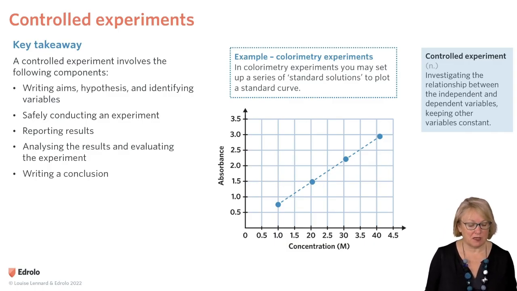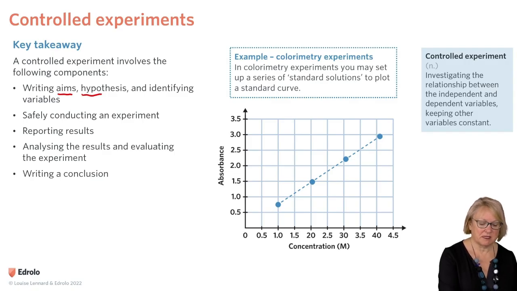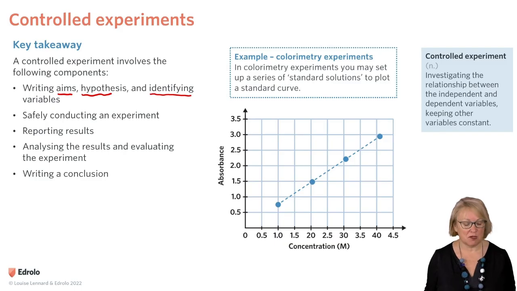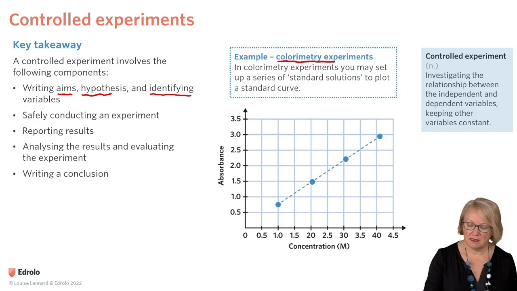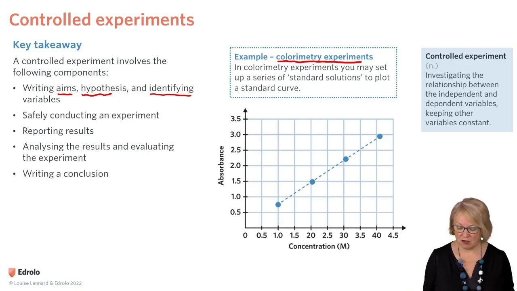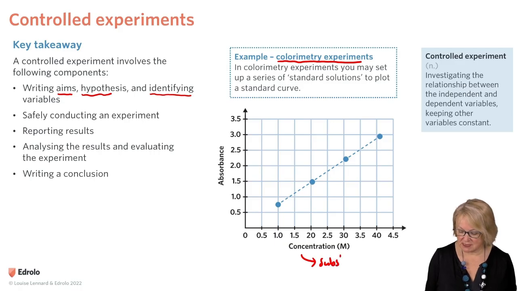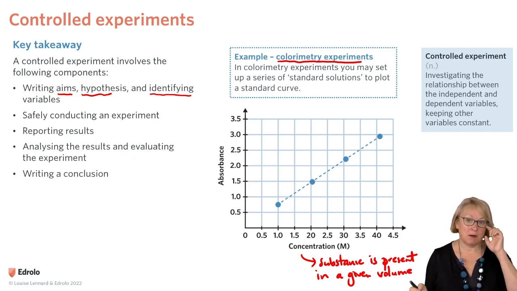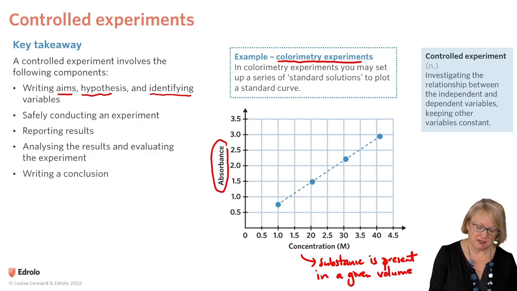And it involves the following components: writing an aim, a hypothesis, and identifying variables, which we've looked at in the previous lesson, safely conducting an experiment, which is really important, reporting results, analysing the results and evaluating the experiment, and writing a conclusion. So the main steps in the scientific method. So here we have an example of colorimetry. And in colorimetry, it's analysing the concentration of, or how much substance is present in a given volume based on the colour. The colorimetry equipment measures absorbance, which doesn't have units.